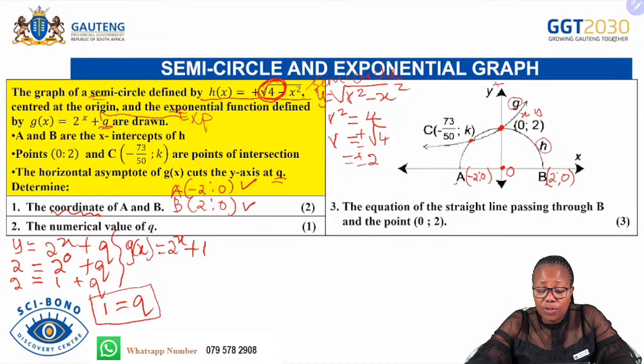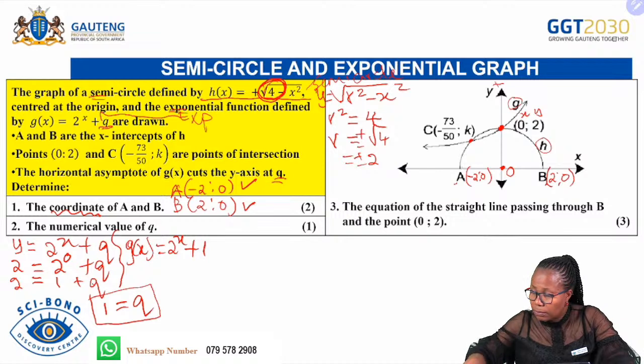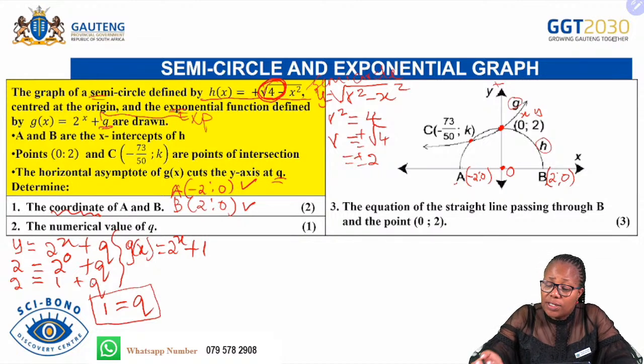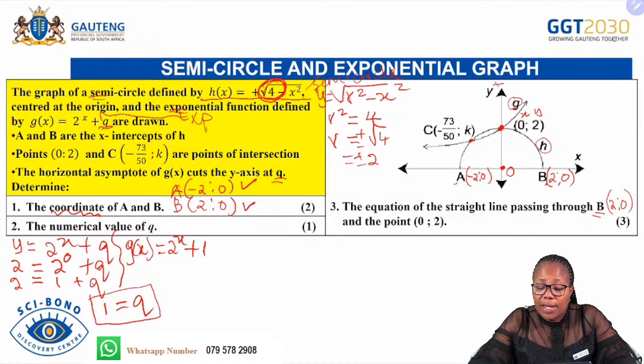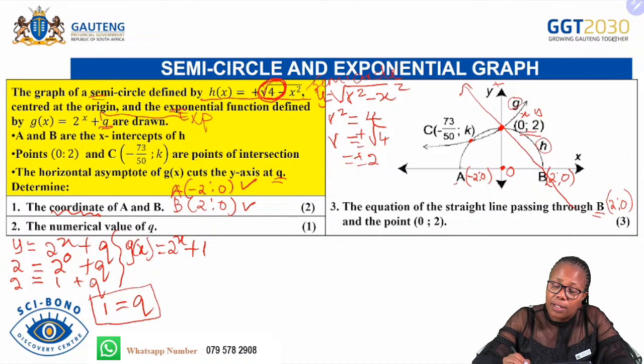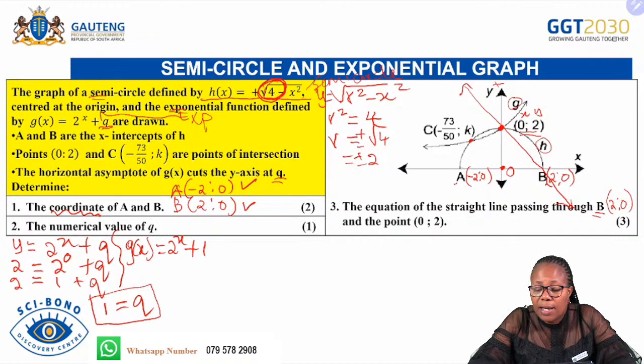And then now looking at number 3, the equation of a straight line. Determine the equation of a straight line passing through B. Remember, we now have coordinates of B as 2 and 0 there. And then through a point 0 and 2, which is that point. So we are taking a line that is passing through there, going there like that. So that is the straight line we want to find the equation of.